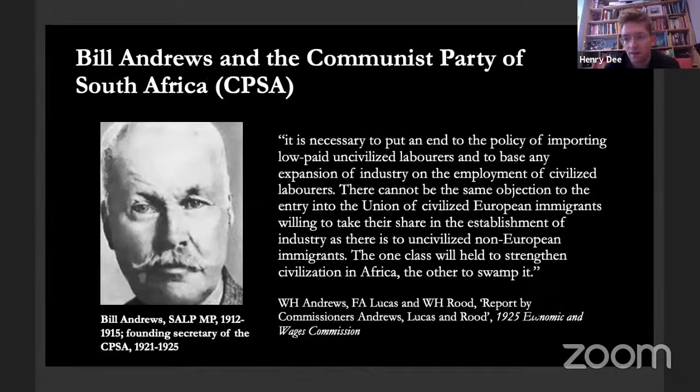At the same time, this isn't a minority concern. Even radicals at this time, most notably Bill Andrews, a white radical who's the founding secretary of the Communist Party of South Africa, is also calling for immigrant workers to be banned. Here he writes in 1925, you can't object to white immigrants in the same way as Black immigrants. And the last sentence: one class will strengthen civilization in South Africa, the other will swamp it. So you have even so-called white radicals thinking in very white supremacist terms during the 1920s.